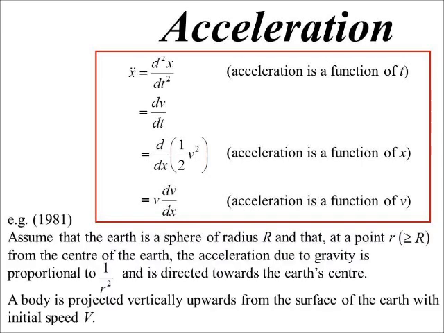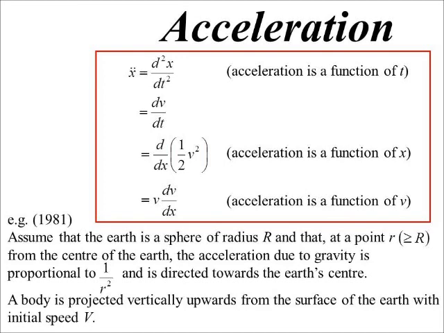A very, very old question, but I just love showing it. Assume the Earth is a sphere, radius capital R, and then at a point little r, which of course is bigger than capital R. Huh? Wouldn't you think bigger R was big? Anyway. From the centre of the Earth, the acceleration due to gravity is proportional to 1 on r squared and is directed towards the Earth's centre.